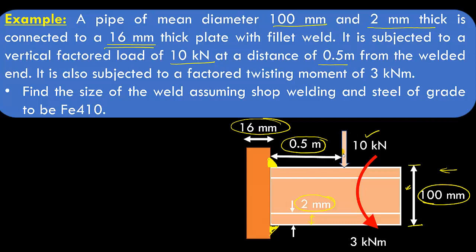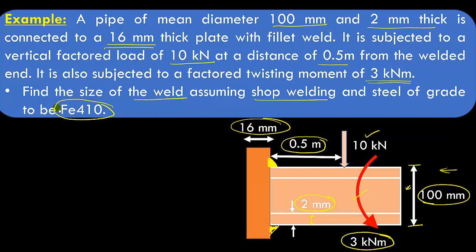It is also subjected to a factored twisting moment of 3 kilonewton meter. So we are applying another moment, and that is this one, and the magnitude of this moment is 3 kilonewton meter. So we have to find the size of the weld, assuming this is a shop welding, and the steel of the plate or the gusset plate as well as the pipe that is used in this case is Fe410.